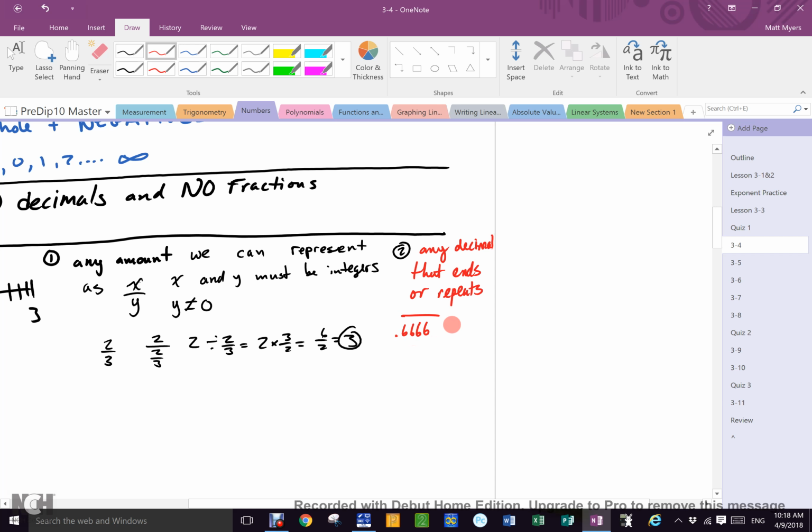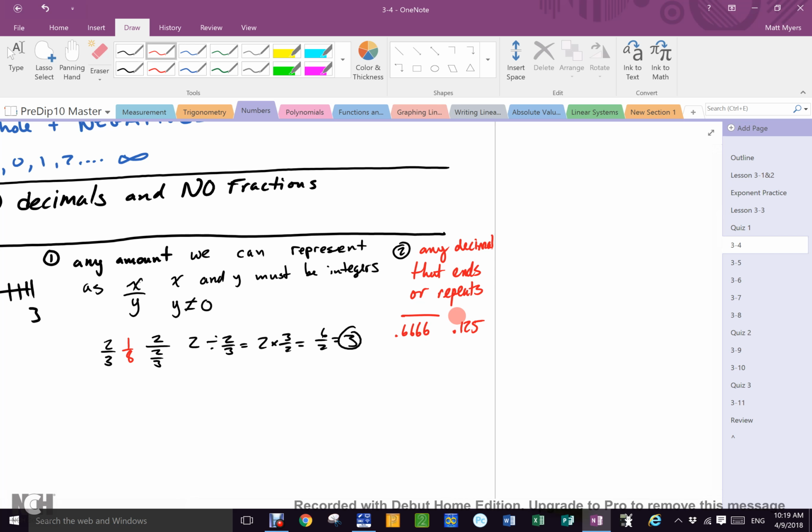If I put 1/8, is 1/8 a rational number? Is it integer over an integer? Yeah. Is the denominator 0? No. So I can do that on my calc. 1 divided by 8, and I get 0.125. It ends. So both of those are rational. Is everybody good with that?